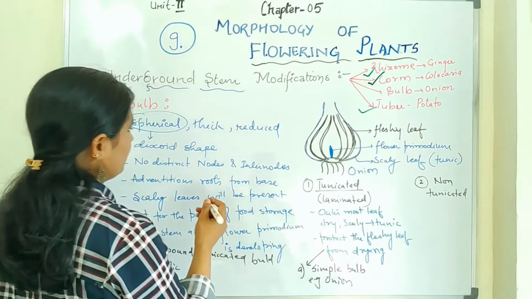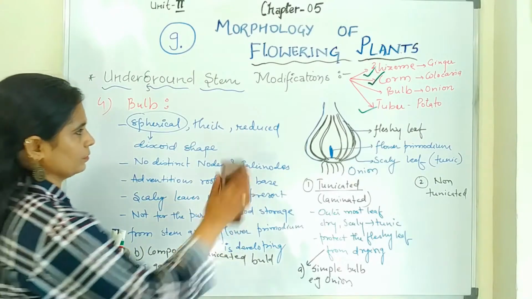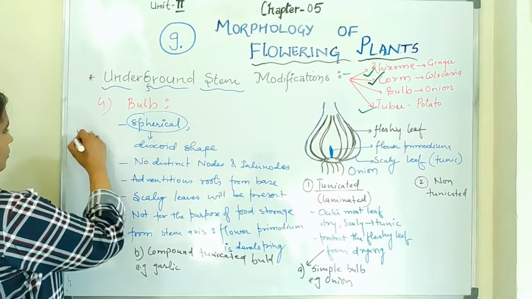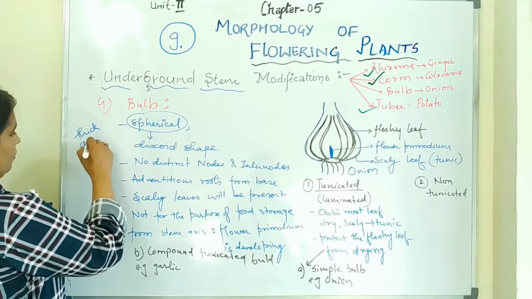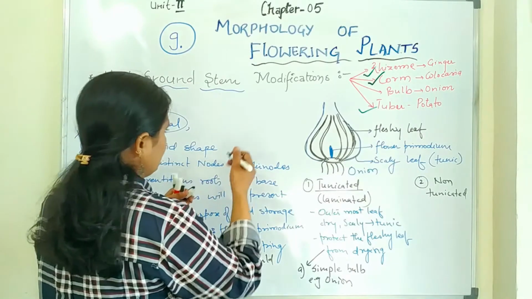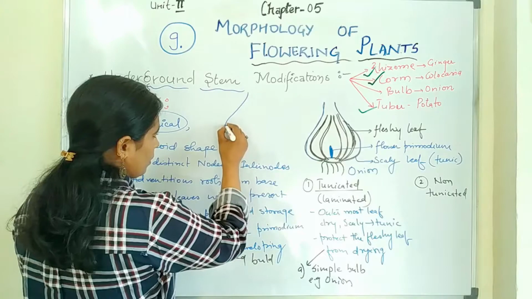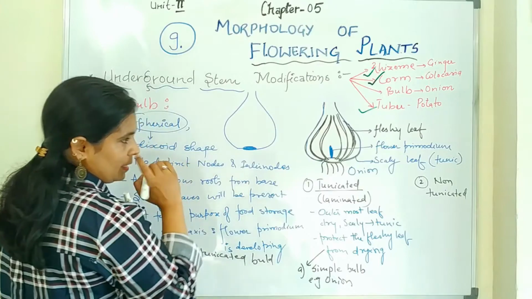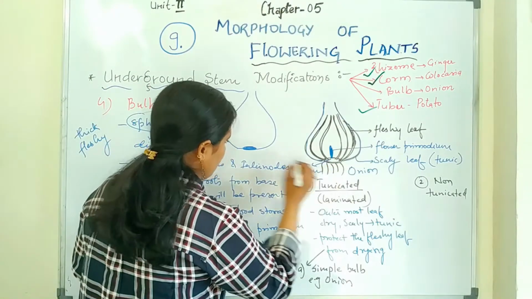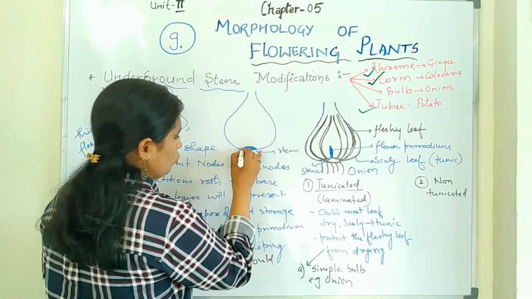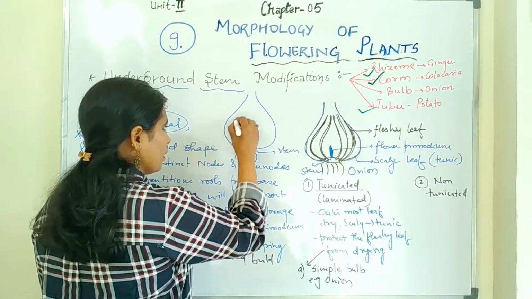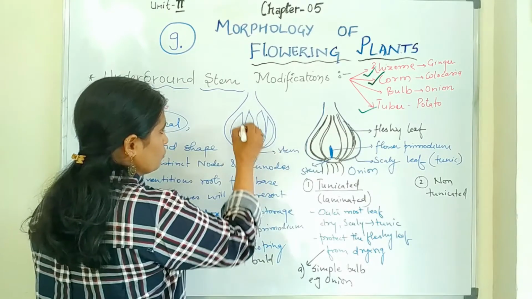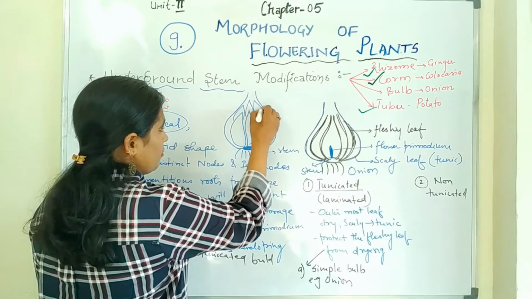So if I make the diagram, let me draw here. If we make the diagram, again you will see this as a condensed stem. This is also stem. This is stem. Roots are coming out, and these are the garlic cloves.